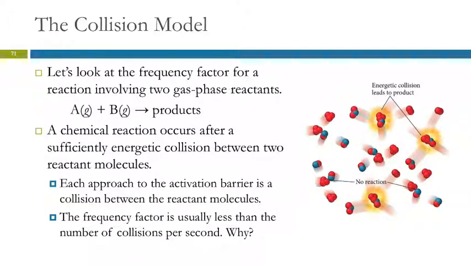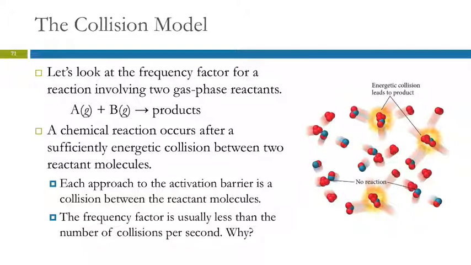The collision model. So let's look at that frequency factor and talk a little more about what it means. We're going to look at a reaction that has two reactants in the gas phase. Remember kinetic molecular theory of gases. Gases move in straight lines, and the particles, until they run into something, right? And their kinetic energy is related to the temperature. Temperature is the average kinetic energy of the particles. Some of the particles will have higher energy and some lower. So what that means is some of the particles are moving faster and some are moving slower.